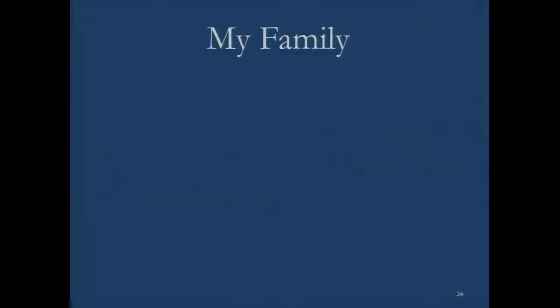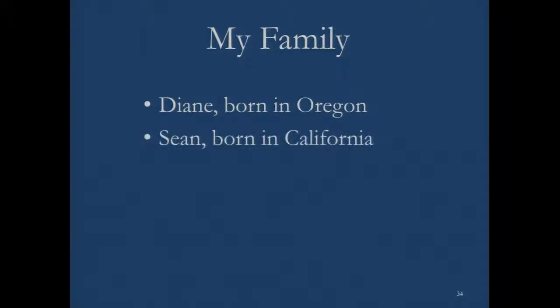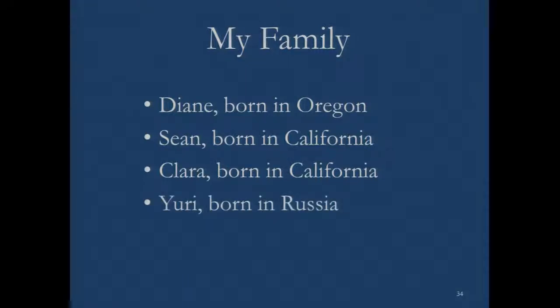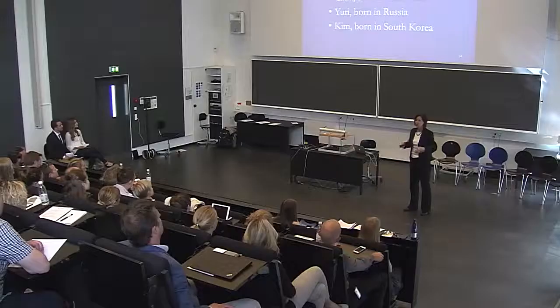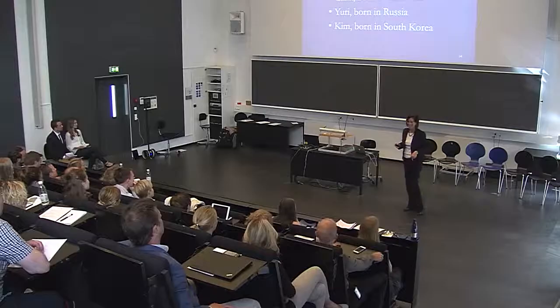So here is my family and where we were all born in a bulleted list. I was born in Oregon in the western US. My oldest son was born in California. My daughter was also born in California. My youngest son was born in Russia. We adopted him when he was 12. And my husband was born in South Korea. Woohoo! Very exciting, huh? Well, maybe there's a better way to present this information visually.